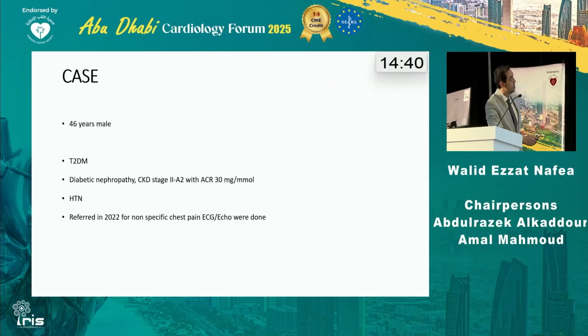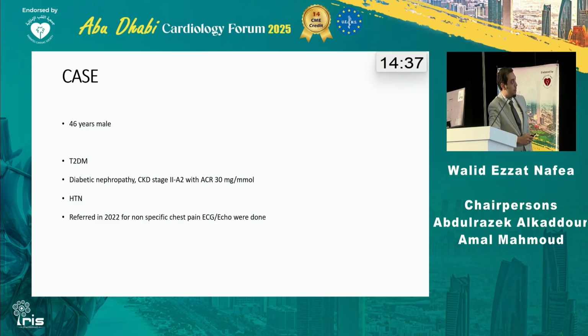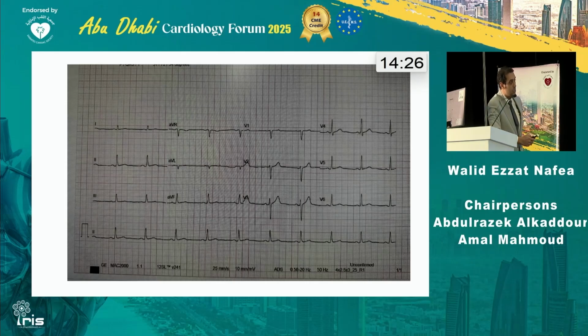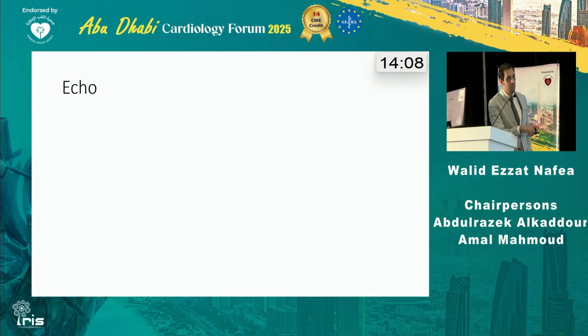So we have a case here, a 46-year-old male, type 2 diabetic patient, with CKD, hypertensive, referred 3 years ago for non-specific chest pain, and ECG and echo were done for that. The ECG, any abnormality? Dr. Joseph? Nothing specific, I believe. Conduction is fine. The QRS complex does not have any bundle branch block or anything. So let's move on. This is the echo.